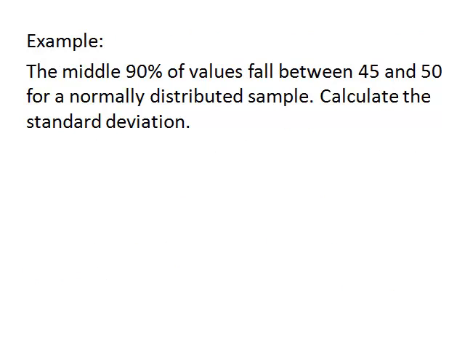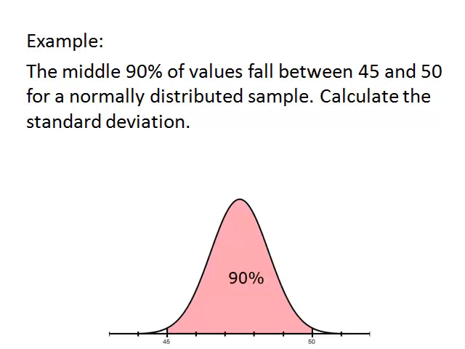Here's one, for example, a very hard one. The middle 90% of values fall between 45 and 50 for a normally distributed sample, and we are asked to calculate the standard deviation. Whenever we get ones like this, first thing to do before we go any further is give a sketch so that you understand what's going on, and this basically explains it. And we want the middle 90% of values to fall between 45 and 50.